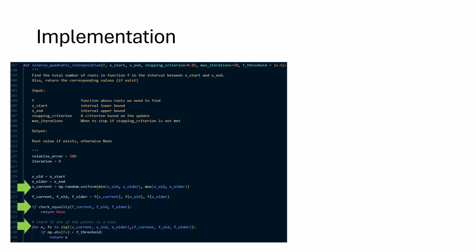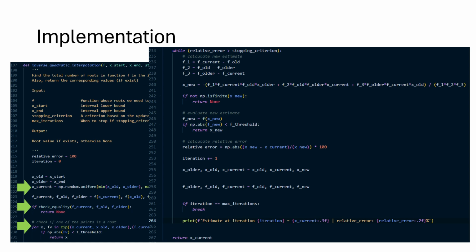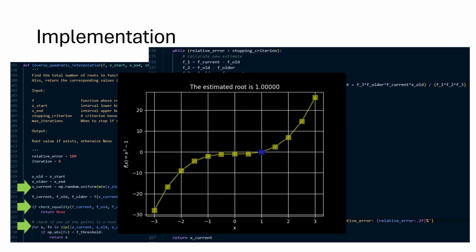And then on lines 2 to 9, we check if any of the function values already satisfy the threshold criterion. If yes, these represent the root values. Then, in a while loop, we compute the next estimate using Lagrange's interpolation formula. Check for convergence. If we are to continue, then update current, old, and older values and continue until a stopping criterion is met. We use this method on the function x cubed minus 1 to find its roots, and we were able to find the real root, that is x is equal to 1, successfully in this case.